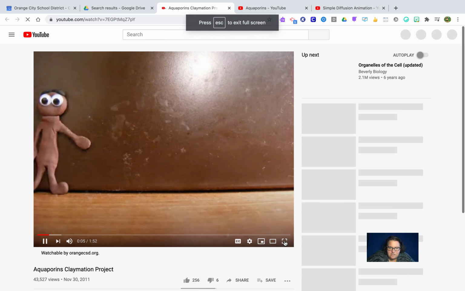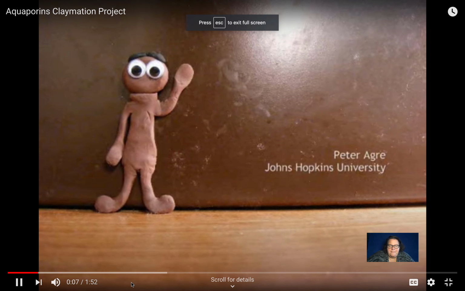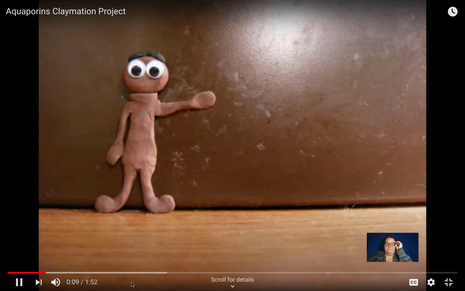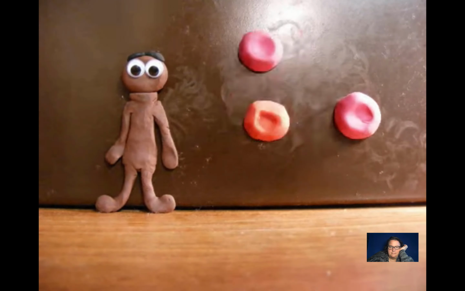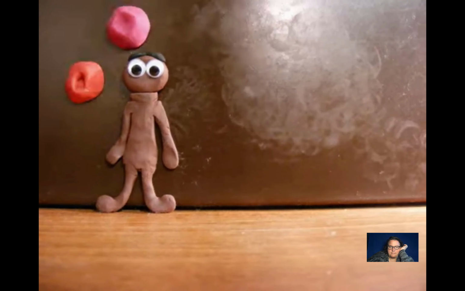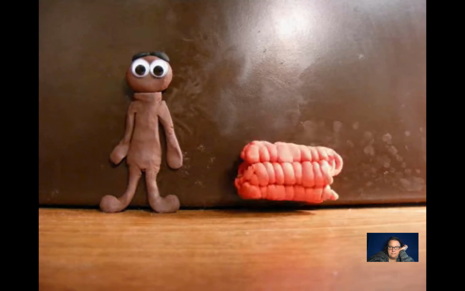It's like a claymation. Aquaporins were first discovered by a team of researchers led by Peter Ager at Johns Hopkins University in the early 90s. Peter's team was studying membrane proteins in red blood cells. In the process of their research, they identified a protein that they thought was a water channel.